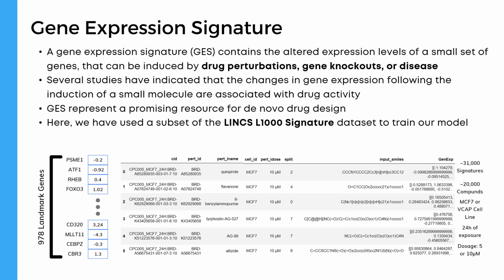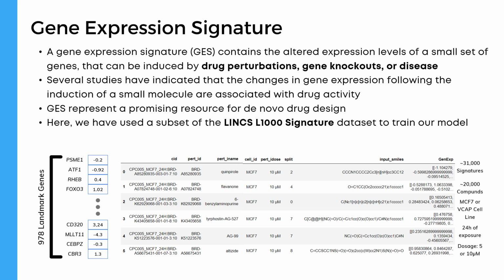Gene expression signature, or GES, contains the relative expression levels of a group of genes in a cell that are differentially expressed. The signatures are usually induced by either introducing drug perturbations, gene knockouts, or even a disease. For training a transformer model, a subset of the LINCS L1000 dataset was used, in which a GES is typically a vector of values for 978 landmark genes.